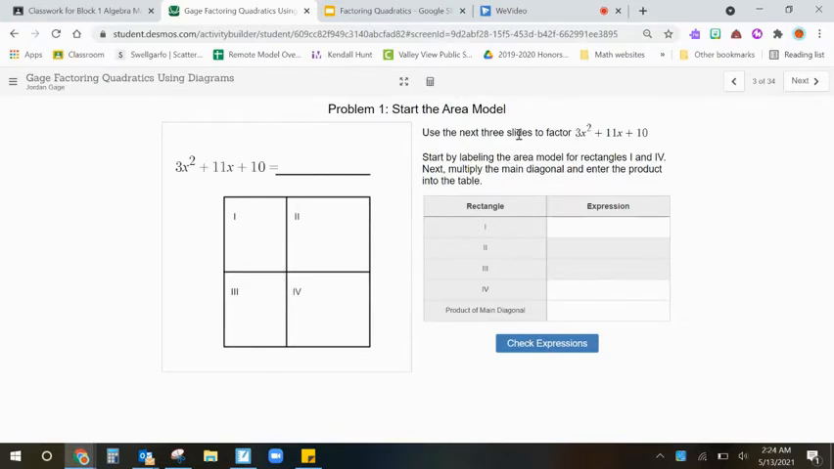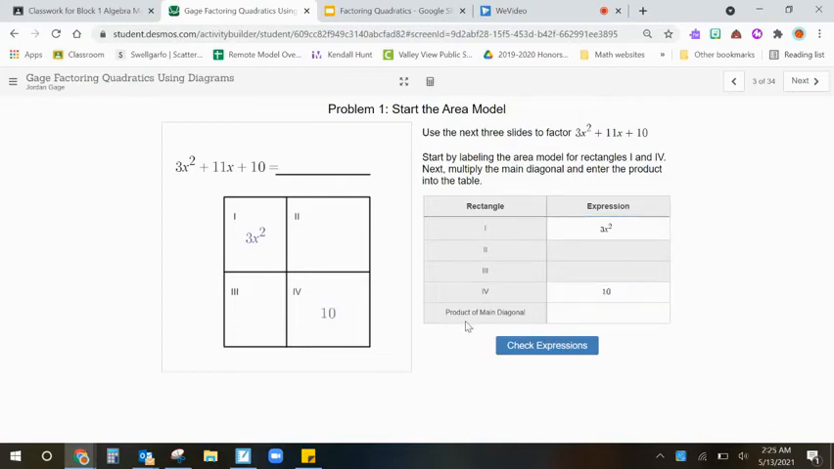So go ahead and read what it says. Start by labeling the area model for rectangles 1 and 4. So in the upper left, again, we would put 3x squared. Now try to not go too fast and not too slow. And in the bottom right, we always put the last term, so that's positive 10.